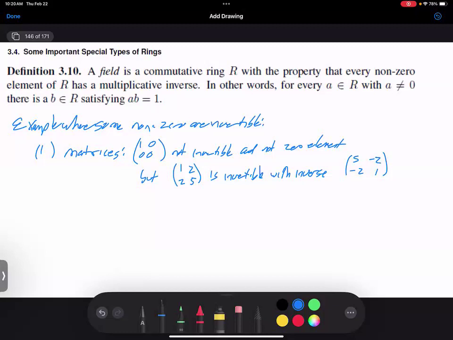Can somebody give me another example where you can have non-zero elements? Oh, so this is a given where some non-zero are invertible, some are not. So can you give me another example where some non-zero elements are invertible and some non-zero elements are not invertible? So this has to be one of your go-to examples.